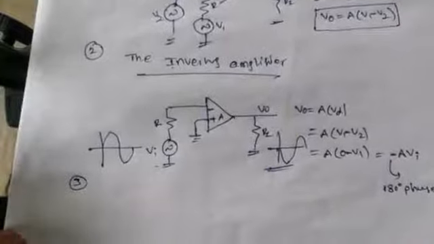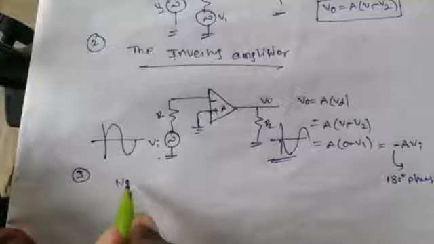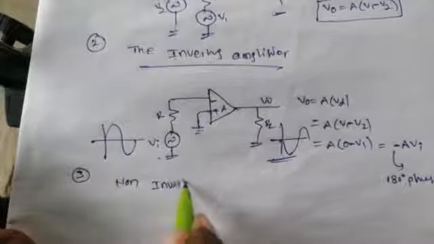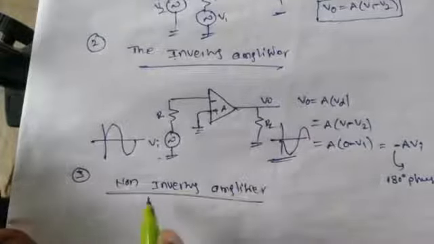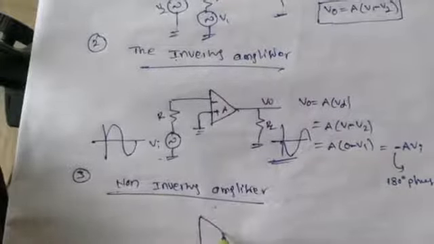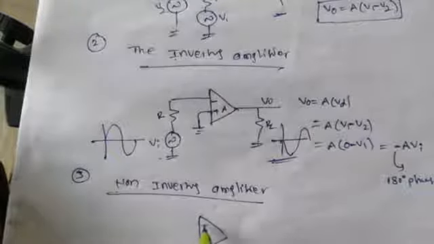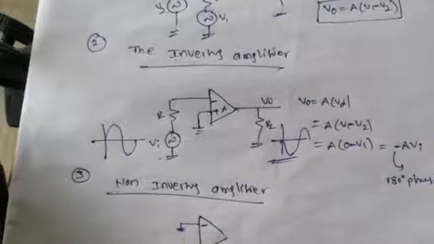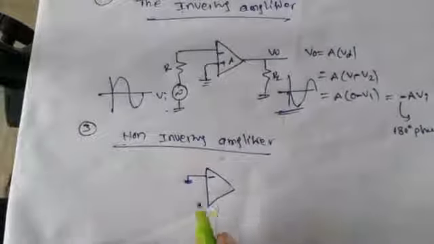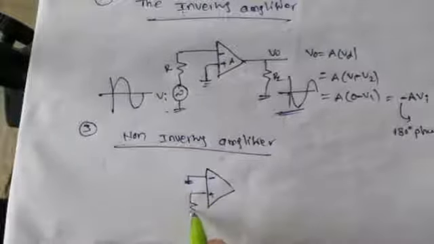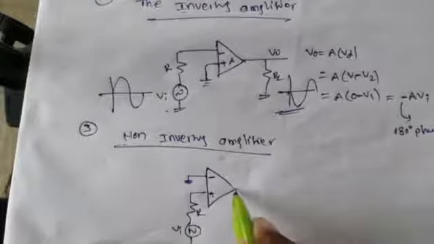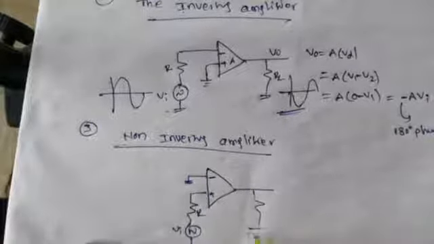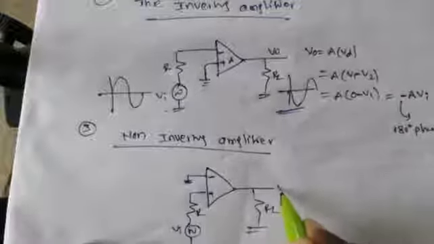In the third case, that is the non-inverting amplifier. In a non-inverting amplifier, the inverting terminal should be grounded. So this is the inverting terminal; you can consider this the ground terminal. And at the non-inverting terminal, we have to apply the input voltage with respect to ground. And the output voltage you can connect; it will be collected across the load terminal.